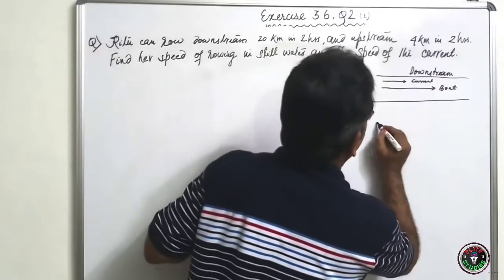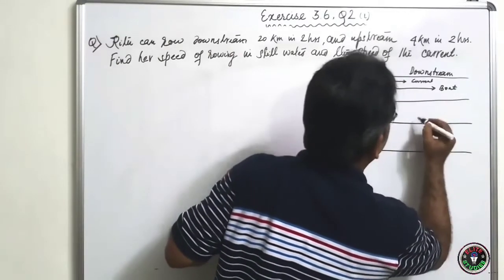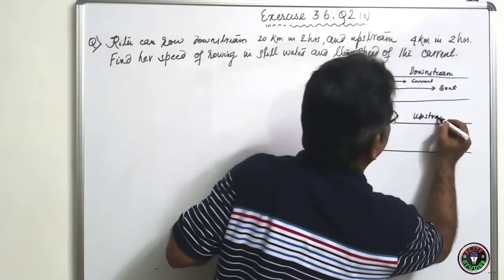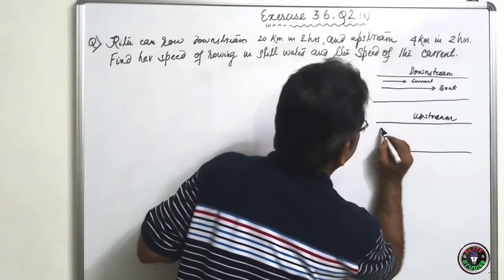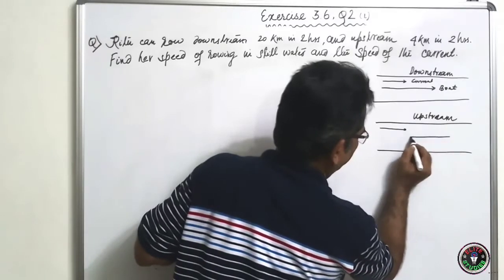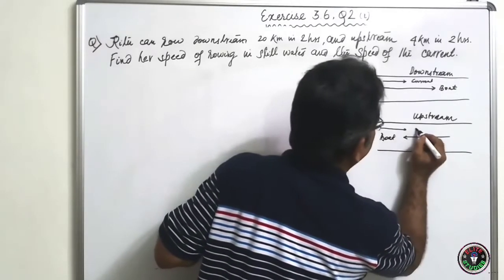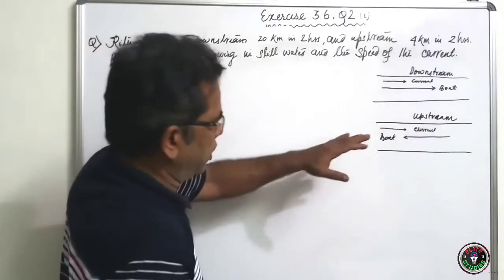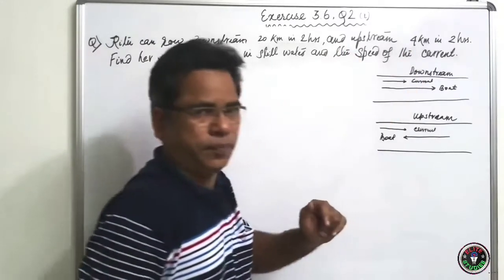And same situation, this is the river. Now I will show you what is upstream. Here the current is in this direction, but the boat is moving in this direction. This is the boat and this is the direction of the current, and this is the direction of the movement of the boat. So this is called upstream, and that is called the downstream.